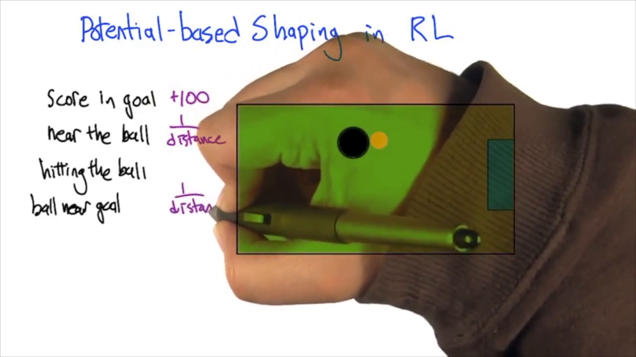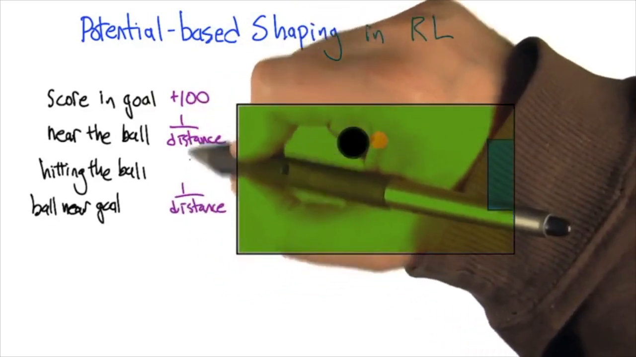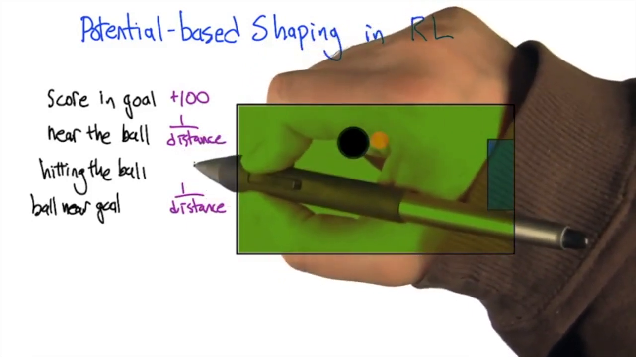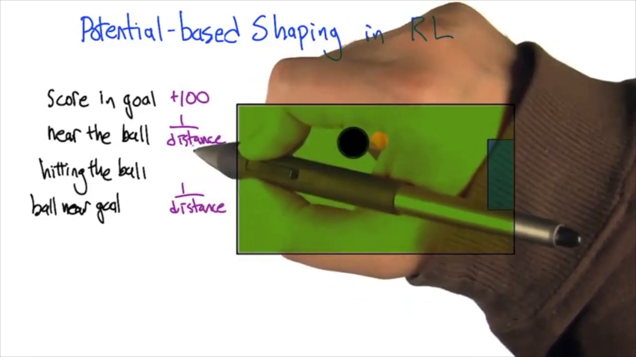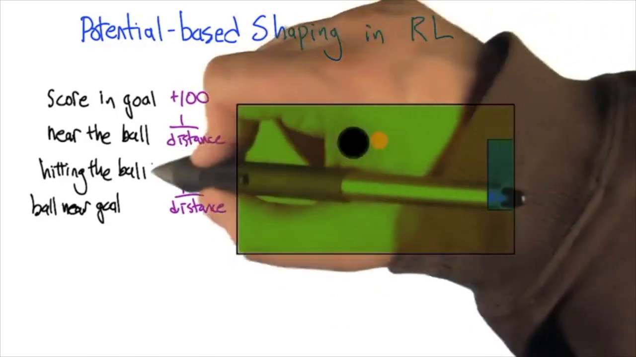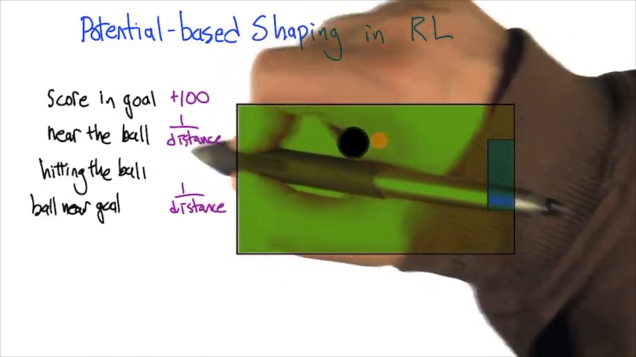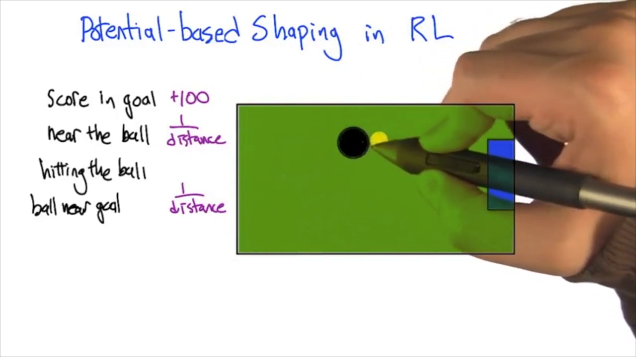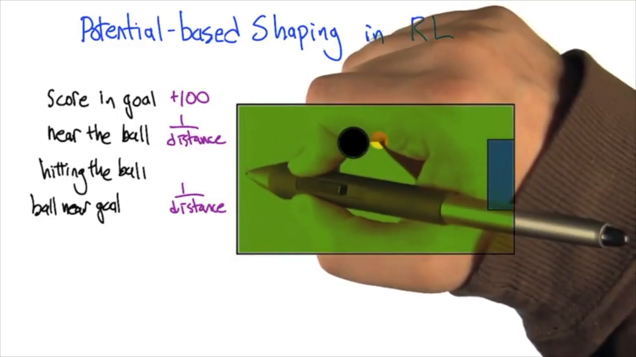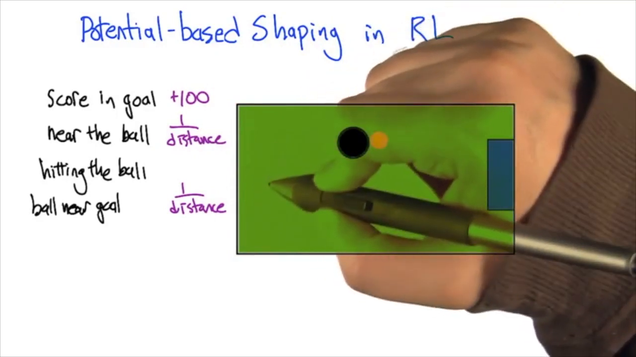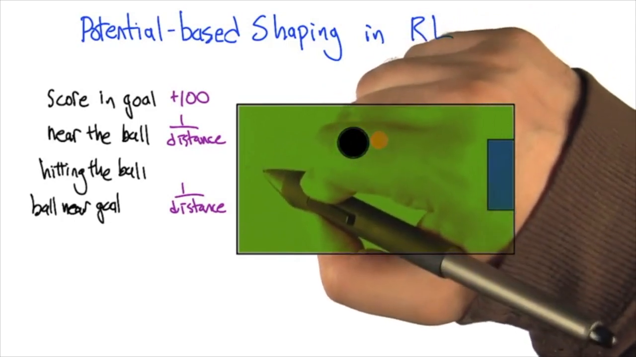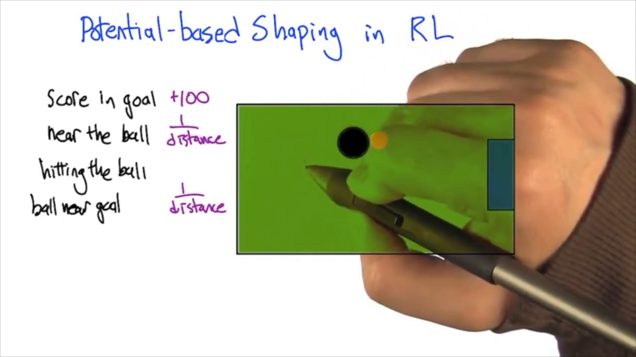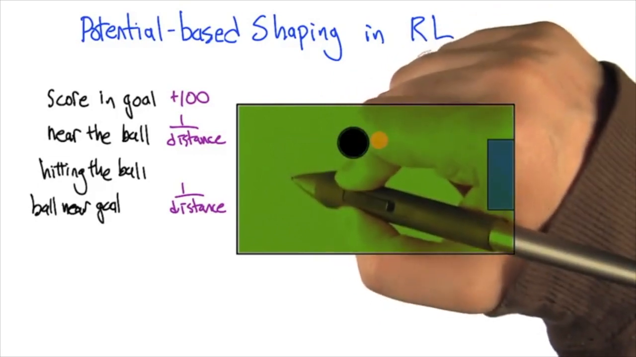But now we think of these as being bonuses that are tied to the state, not values that we're getting for becoming close to the ball. So there's always this value, this potential that's keeping track of how close we are to the ball. And when we're close to the ball, it's a big number, and when we're far from the ball, it's a small number. And the reward that we're going to get is, as we change from state to state, how much more potential have we gotten.